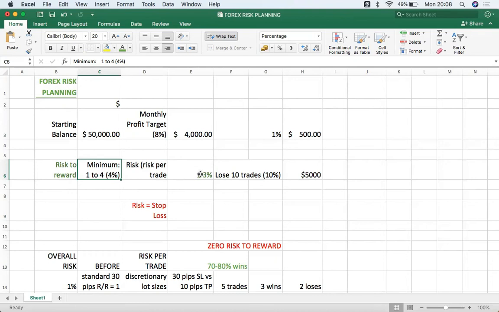So not to repeat myself, if we look at it here, we're saying you're risking 1 to 3% of your account, because that's what you're risking. That means with a 50K account, you're risking about $500 to $1,500. Now, $1,500 is a lot of money to lose. Recovering from that is not always easy psychologically, so you don't want to be losing that much.